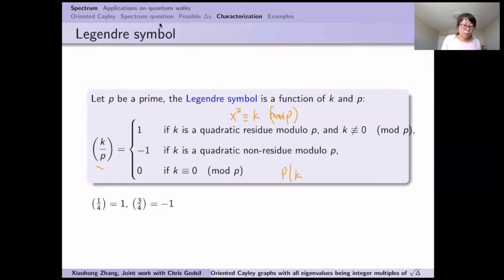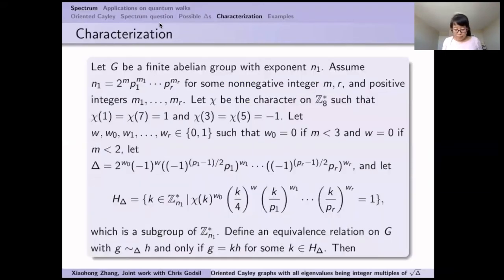So we have been talking about subgroups of index 2. Our main characterization is to try to find this subgroup for each delta. This is a more concrete way to get all the deltas. All these W's are either 0 or 1. And as mentioned earlier, if the multiplicity of 2 is too small, then W0 and W can only be 0.